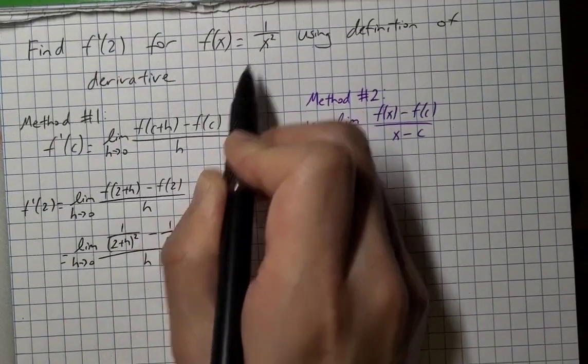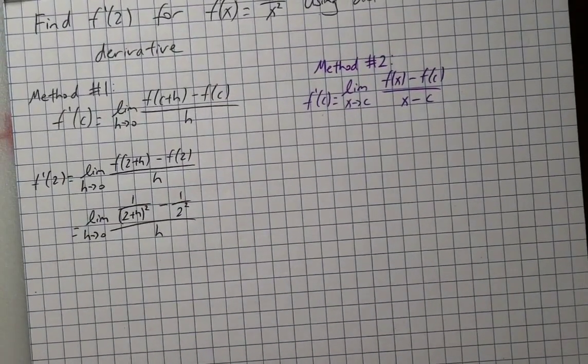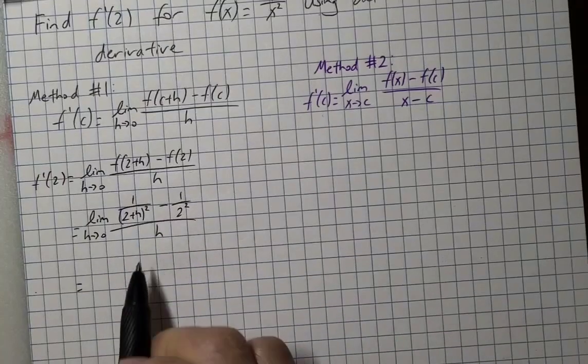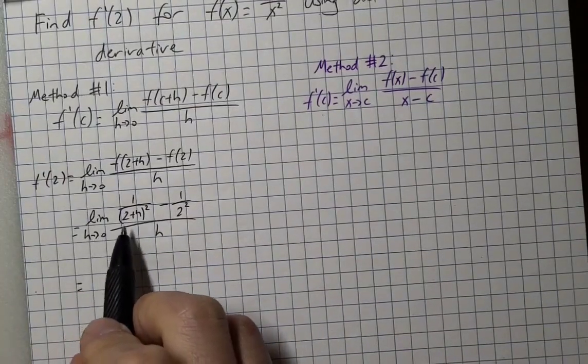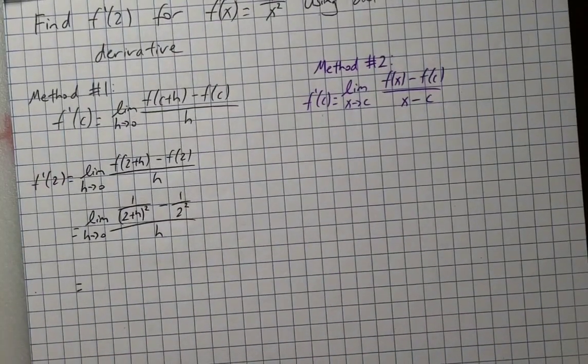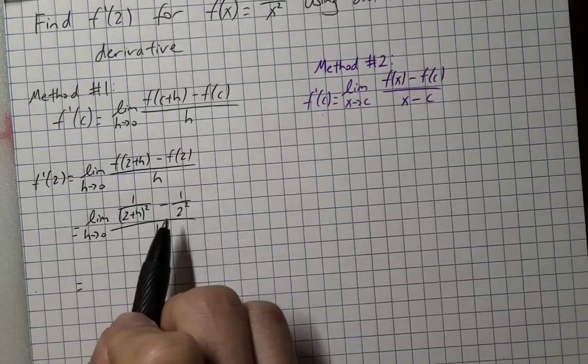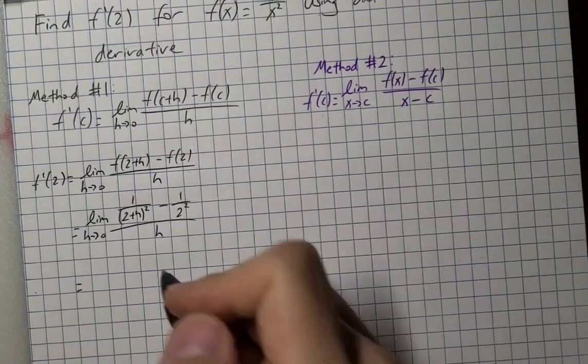So wherever there's x, plug in 2 plus h. Simple as that. Okay, so from here, we gotta start simplifying because if you try to evaluate the limit, it'll be 0 over 0. No surprise. Okay, so the technique here, if you remember, is you want a common denominator.